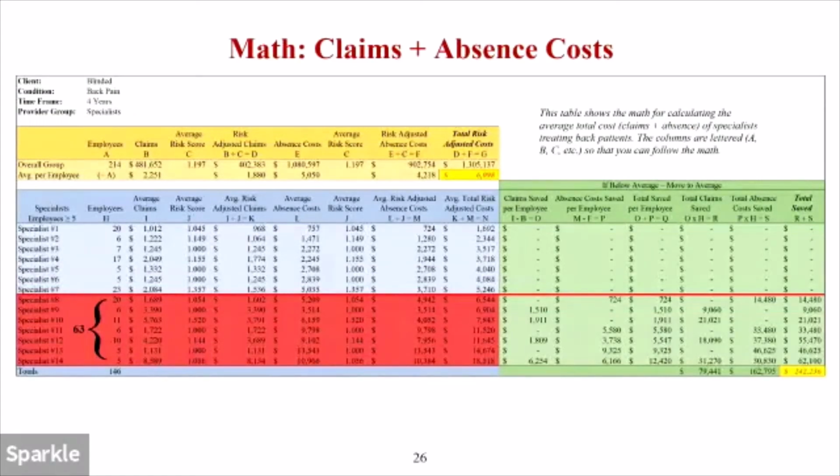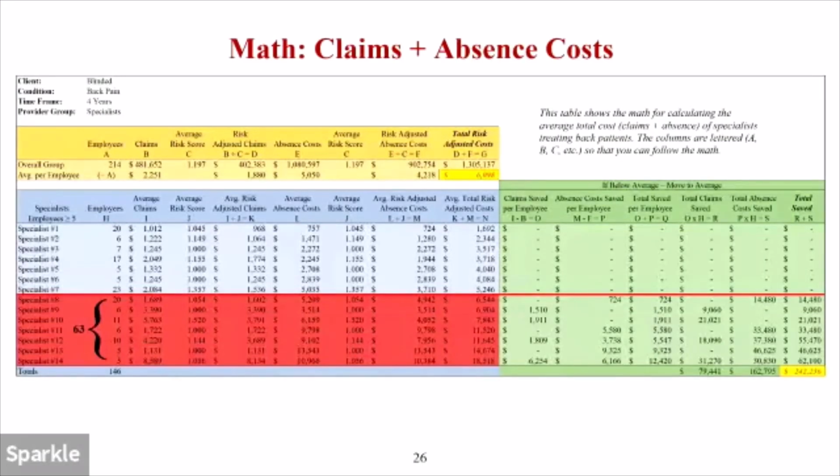So there were 214 employees in this group with back problems. Their total claims were $480,000. So the average claims per person is 480,000 divided by 214, or $2,200. Now we have to risk adjust that amount. Average risk score for all these 214 folks is 1.197, slightly above 1, which is an average person of average health. So we divide the 2,200 by the risk score, and our average risk adjusted claims cost is $1,800.